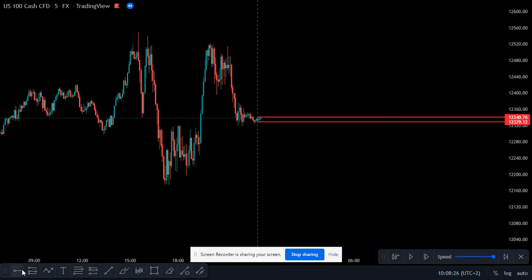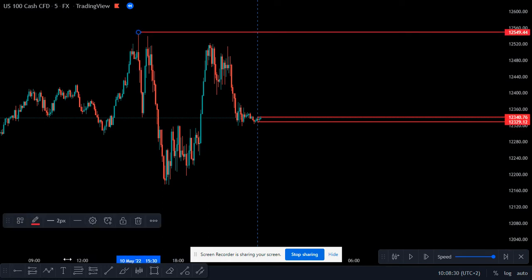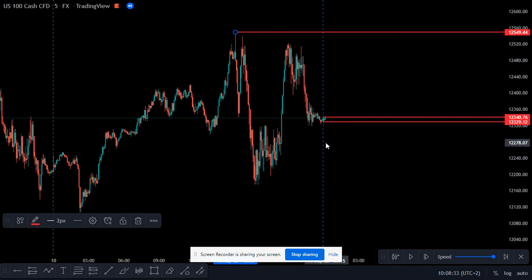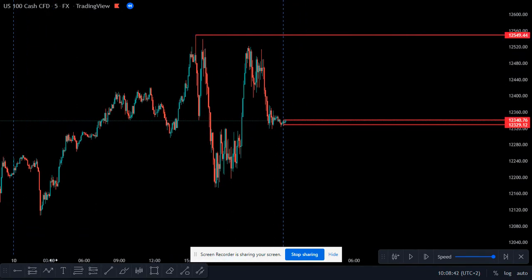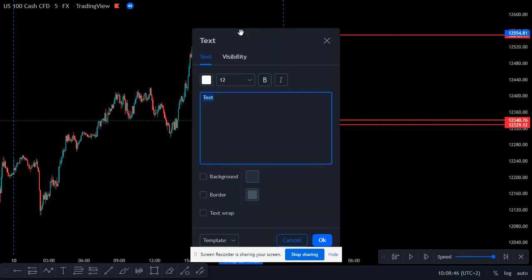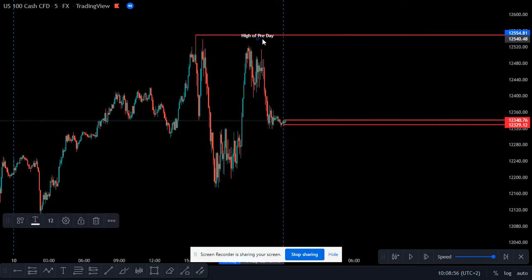Then afterwards, I want you to go and mark your highest high for the previous day. So as I told you, these blue lines represent a day. So from here to here, it was a full day. So I want you to go and mark out your highest high. So this becomes the highest high of the previous day. So this becomes the high of the previous day. Let me just note it, high of previous day. So you just know that this is the high of the previous day.